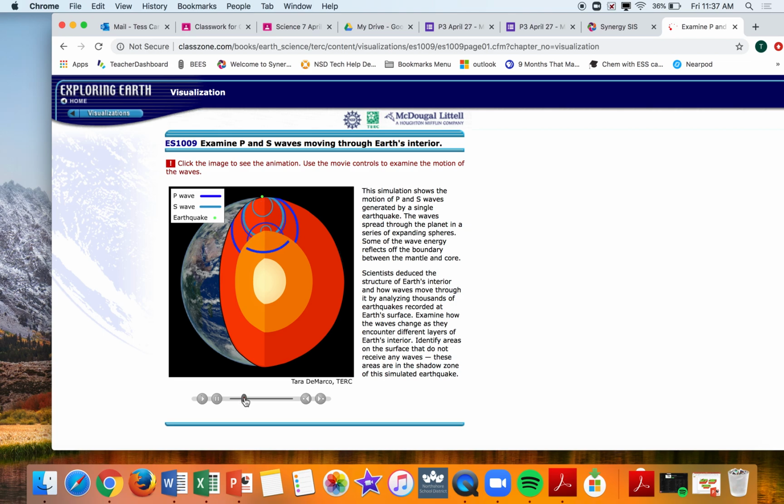So now what we see is really interesting, is that none of this energy from the S wave is going into the outer core. It's not able to go into the outer core, and we do see the reflection backwards. So by noticing that P waves can travel through the outer core, but S waves cannot travel through the outer core, we're able to learn something really interesting about the structure of the Earth.